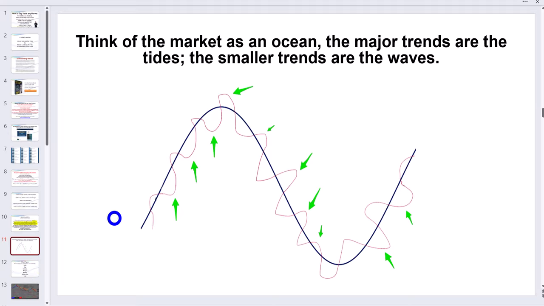Now what we want to be doing here, traders, if you're a new trader or an experienced trader that's finding things tough, we want to be trading in direction of the higher time frame.